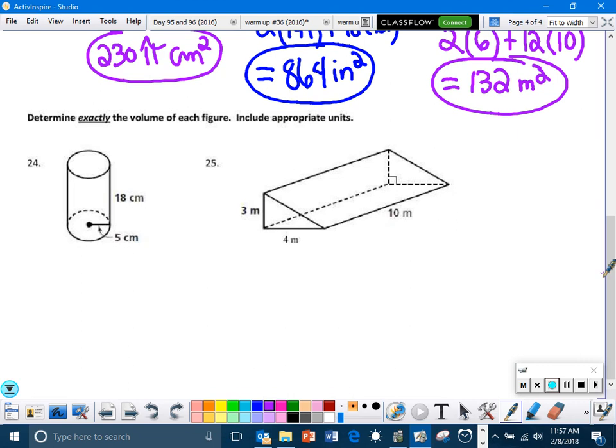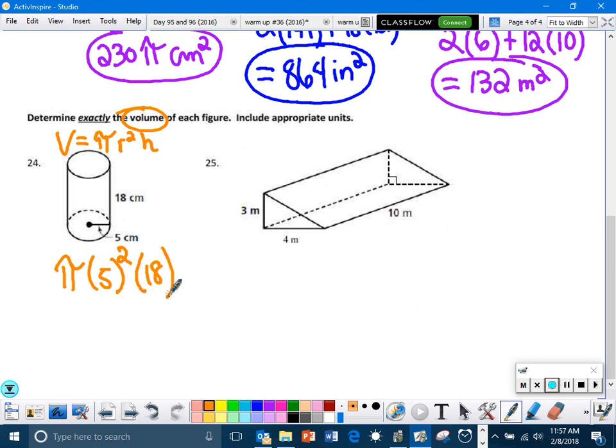Okay, in this one, we are doing volume. All right, now, again, I do not expect you to have these memorized. The formula for the volume of a cylinder is pi r squared h. Pretty easy. So here we go. So we're going to take pi times the radius, which is 5, and square it, times the height, which is 18.